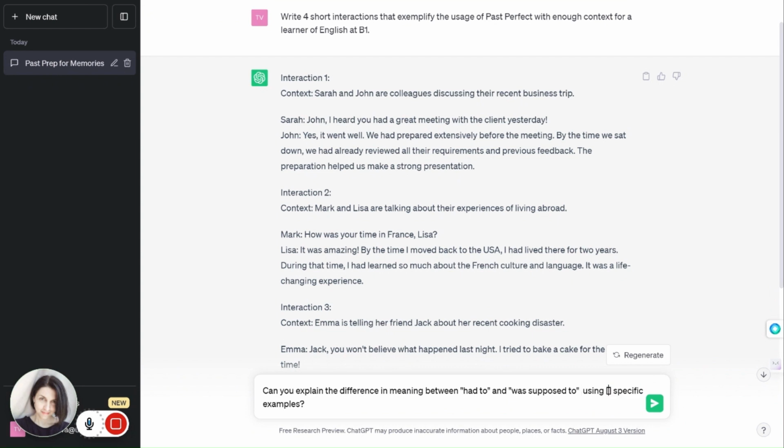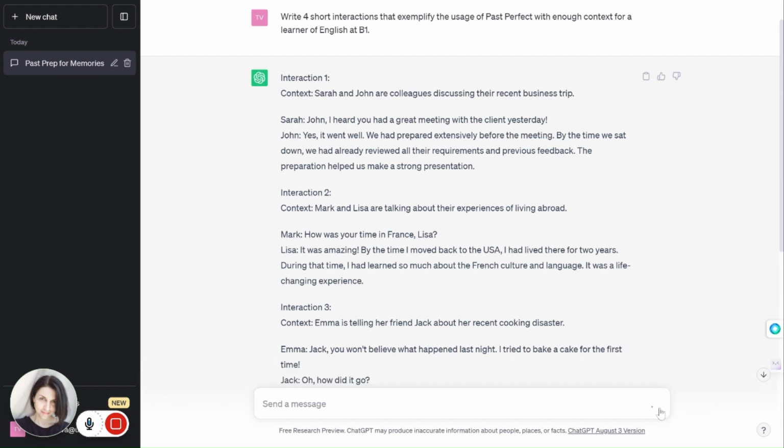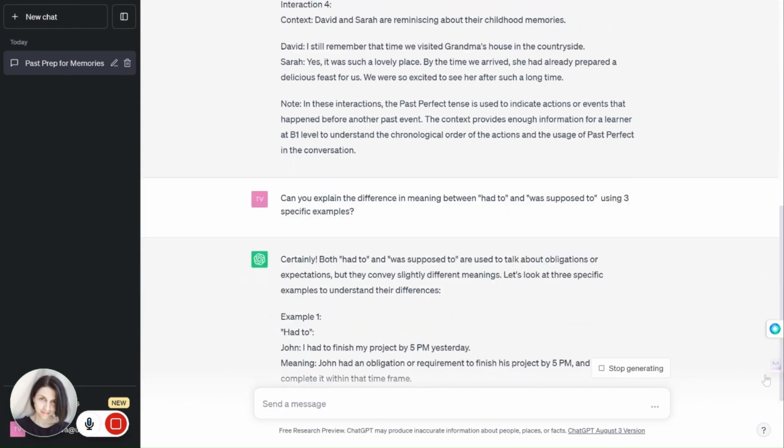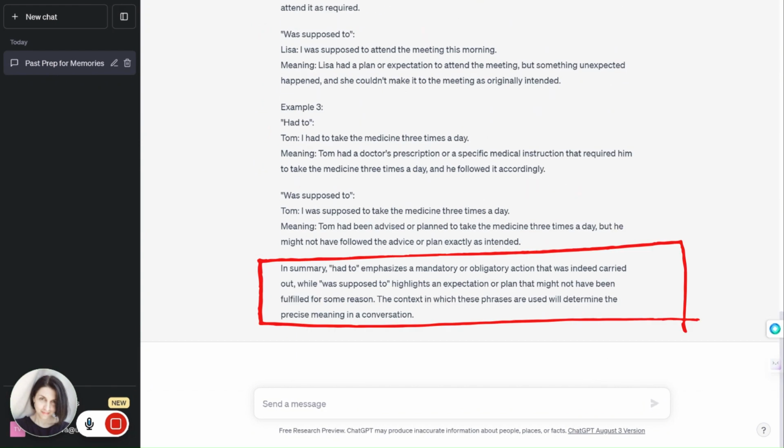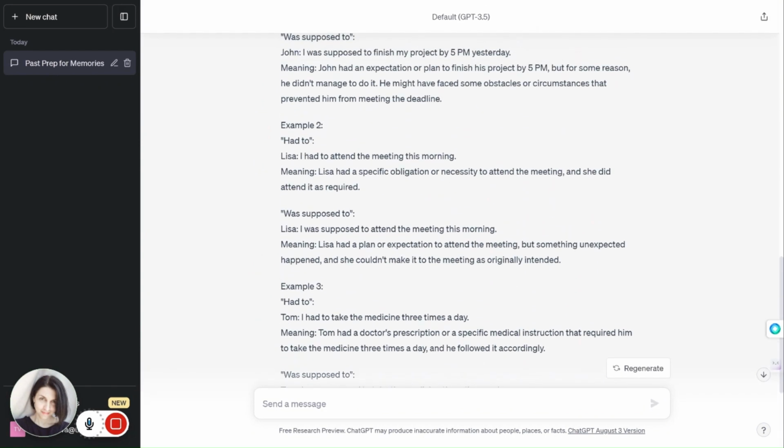using, let's say, 3 specific examples. Let's have a look. And then you can study the examples and see how it would translate, for example, in your language.